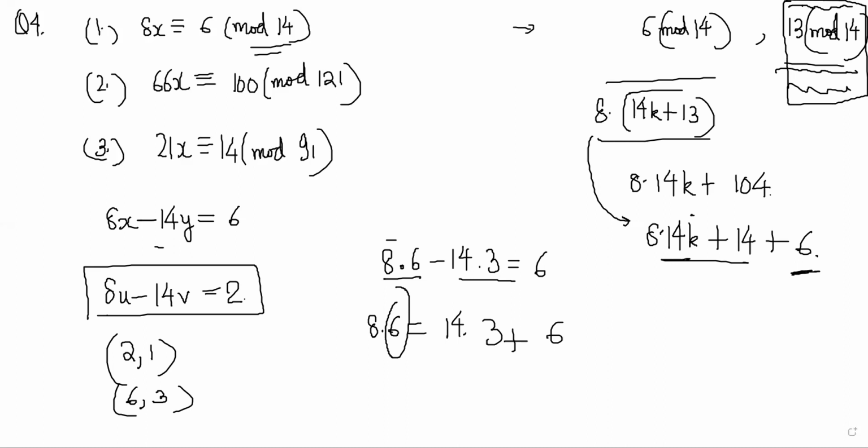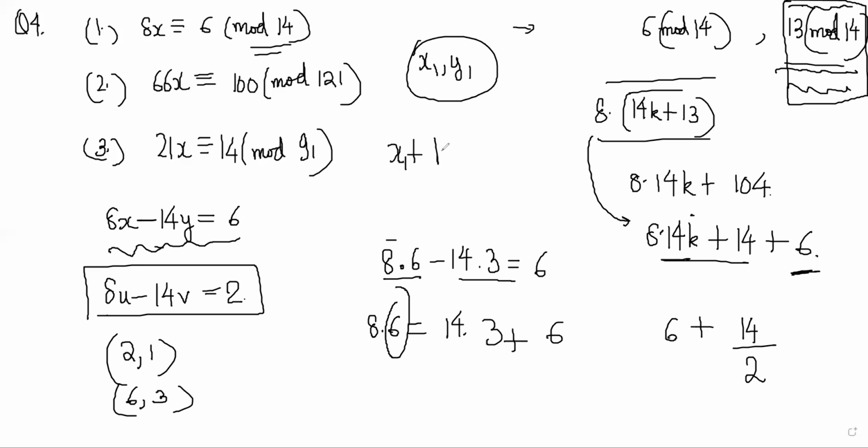Solutions are 6. Oh, correct. See, remember how you generalize the solutions? You do 6 plus m by g, no? Once you find one solution to this, how do you generalize the solutions? If you can find x1, y1 that satisfies the first equation, you can generalize by doing x1 plus k times m by g, and y1 minus k times m by g, something like this.